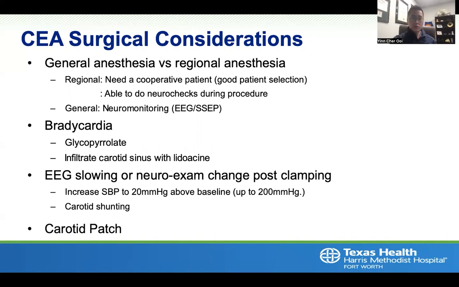For those of us who do a CEA under general anesthesia, we typically use neuromonitoring during clamp placement. If there's any EEG slowing or neuro exam change after clamp placement, that can first be addressed by increasing the blood pressure. If that is not sufficient, then a carotid shunt can be used. In our institution, we do not routinely use carotid shunts, as it has been known to be associated with a slightly increased risk for thromboembolic complications.